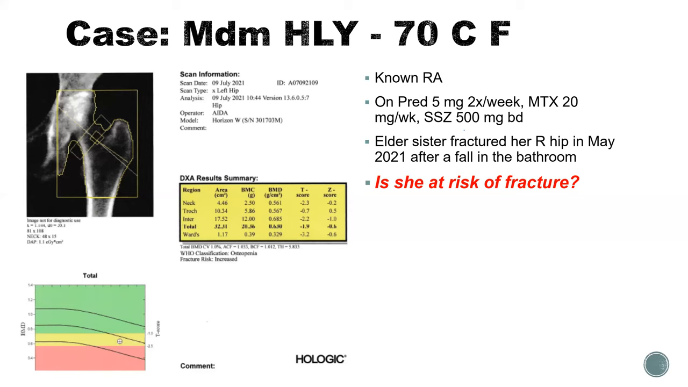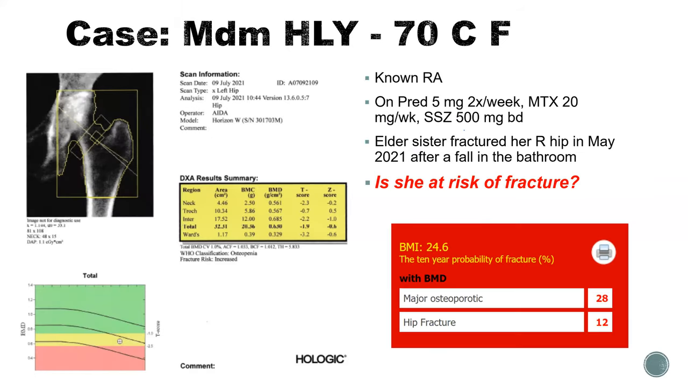So most of you correctly think that she's at risk of fracture. Actually, strictly speaking, she's not osteoporotic, but she's at risk of fracture. But how would you convey the magnitude of the risk of fracture? You would then try and do something like a FRAX, because it will combine her bone density together with some of her risk factors. RA is a risk factor, steroid is a risk factor, a family history of a fracture is a risk factor.